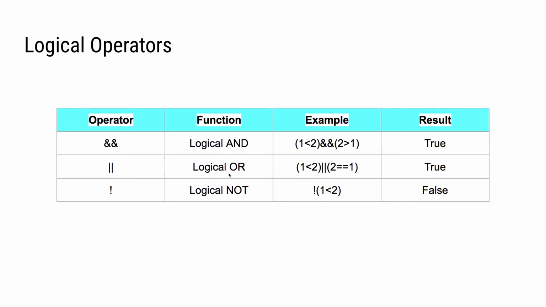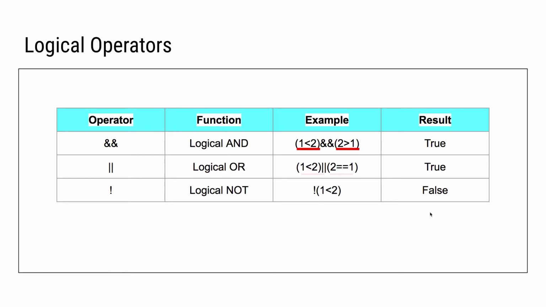Logical OR operator, which means at least one value must be true. 1 less than 2 is true, but 2 equals 1 is false. But as I said, one should be true among these two conditions. That's why this is true. Logical NOT operator means is not something. That is, 1 less than 2, which is true, is not true. That's why false.